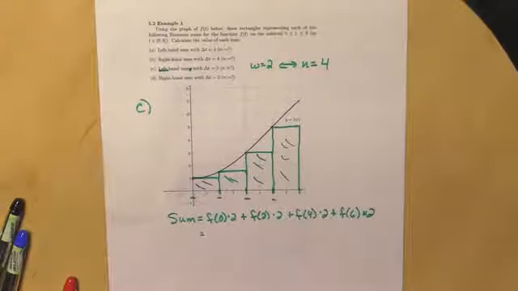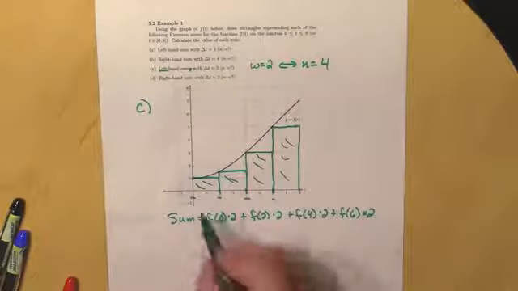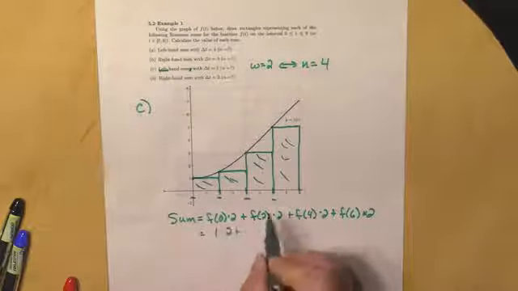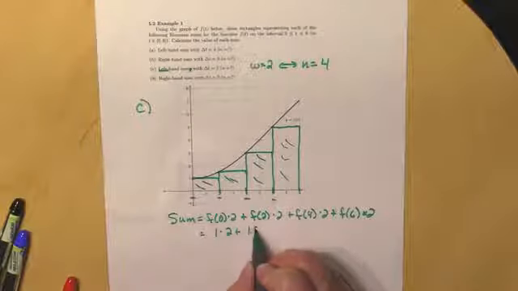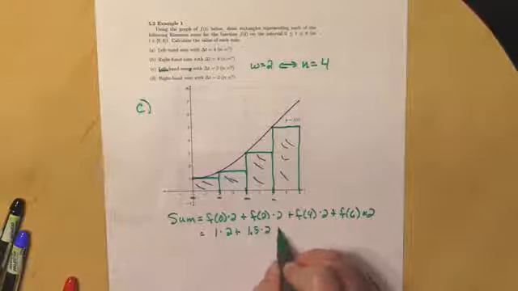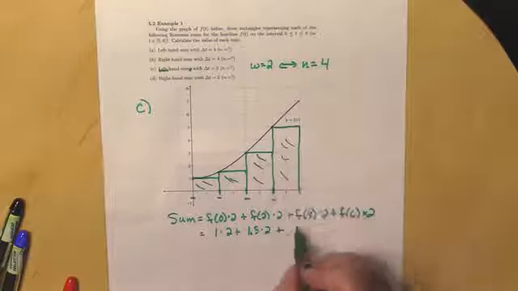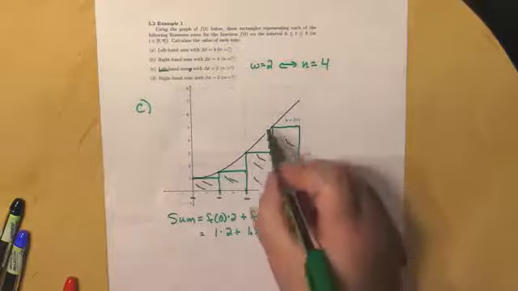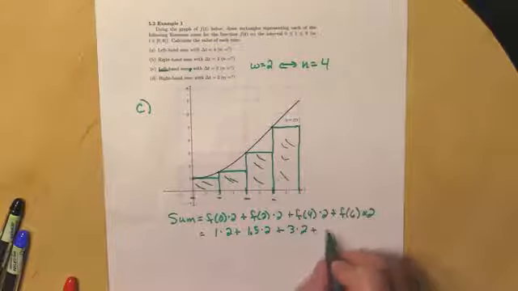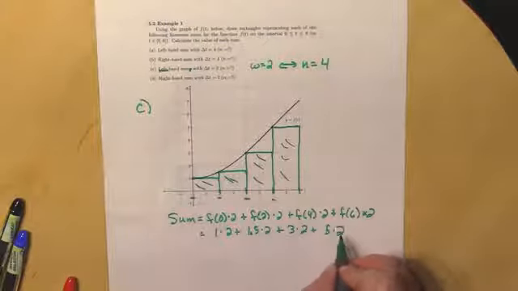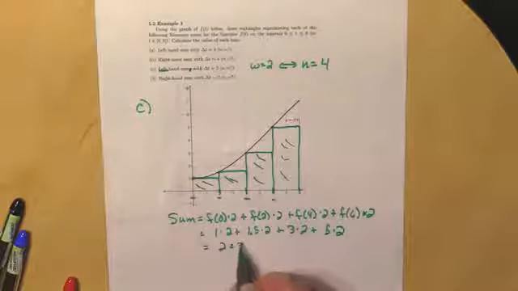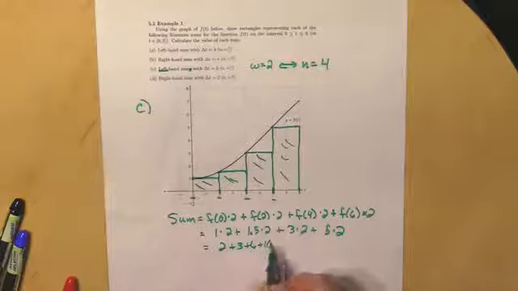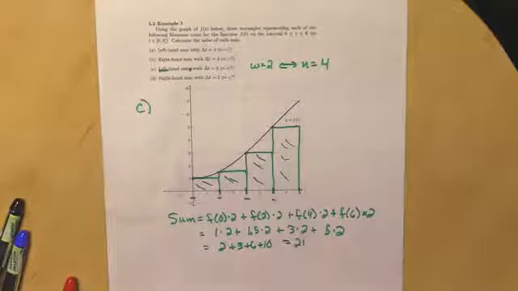And when we calculate this, we get 1 times 2. At 2, that looks like about 1.5 times 2. And at 4, we're at 3 times 2, and at 6, we're at 5 times 2. And so when we do these calculations, 2 plus 3 plus 6 plus 10, we get 21. Okay, now we're on the last one.